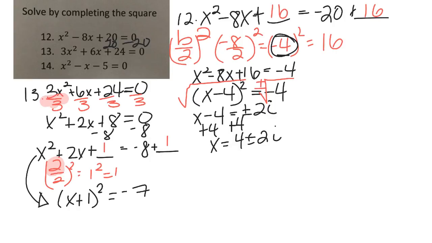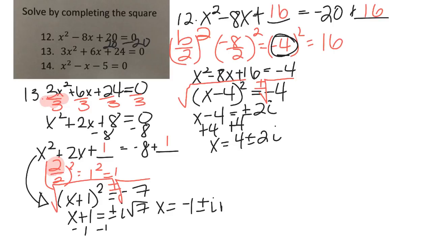And we're going to square root both sides using our square root property. Again, don't forget your plus and minus. x plus 1 equals plus or minus i square root 7. Can't take the square root of 7, but I can bring the i out. And then subtract 1. x equals negative 1 plus or minus i square root 7 is our final answer.